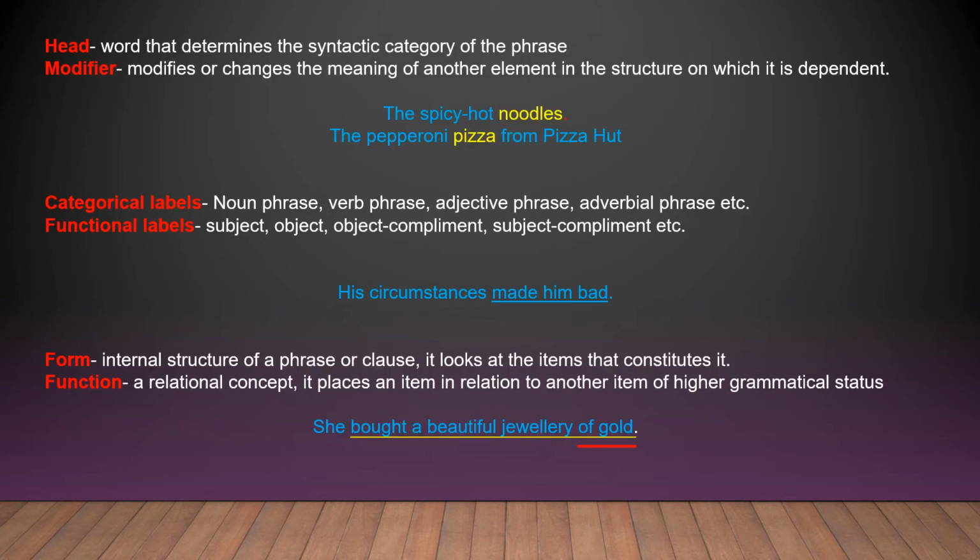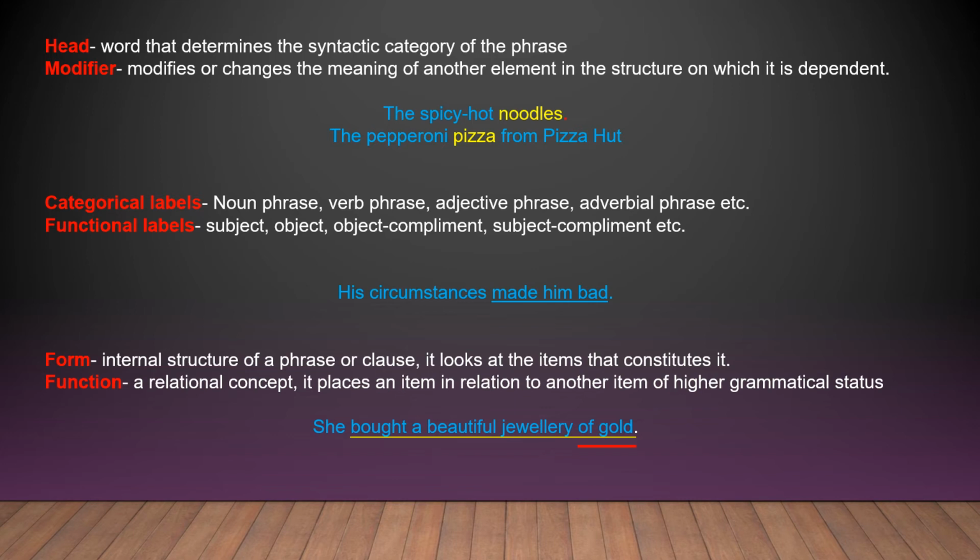So now we have head and modifier. These concepts apply to phrases. Here we have some examples: "the spicy hot noodles" and "the pepperoni pizza from Pizza Hut." Both of these are noun phrases, and the most important word in the first one is noodles, and it is independent and can stand alone. The other section in blue is telling you something about the noodles. It is modifying or adding something to the meaning of noodles.